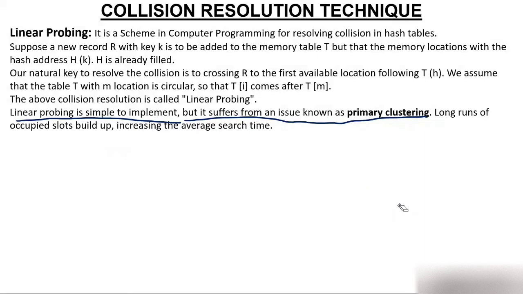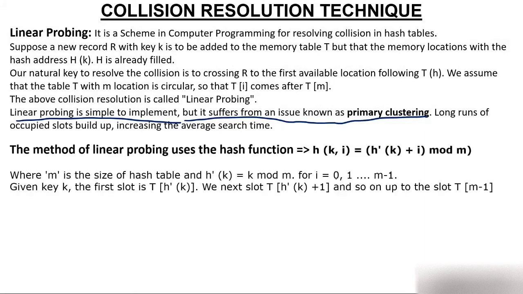but here we'll understand how linear probing takes place. So this is all the stuff. Now the formula which we'll use for linear probing is h(k, i). What is i? I will keep it from 0 to m minus 1. What is m? The size of the hash table.